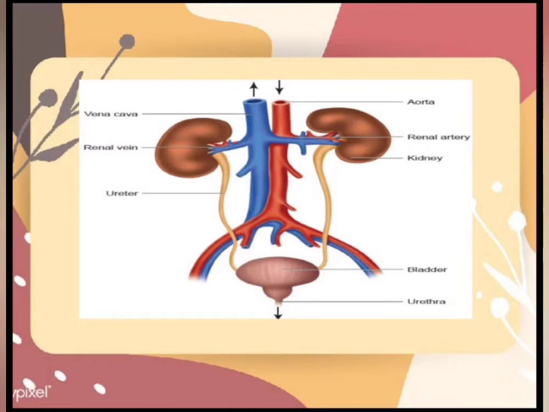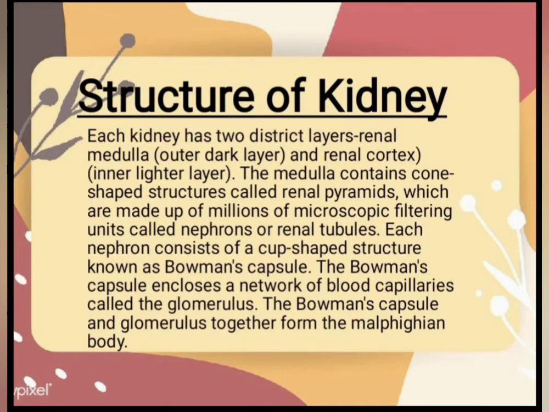And the last one is urethra. It is an excretory tube arises from the urinary bladder. Urethra has a canal-like opening through which urine is passed. Let us look at the structure of kidney.